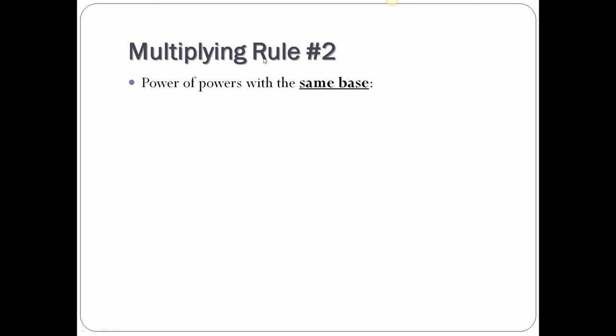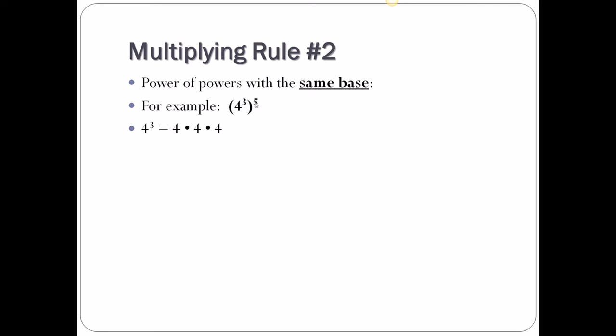Now let's do multiplying rule number 2. This is called powers of powers with the same base. There is no quiz about what these rules are called. You just need to be able to do them. So here's what it looks like. I have 4 to the 3rd power, and I'm raising it to the 5th. So here's what we're doing. I'm taking 4 to the 3rd, which is 4 times 4 times 4.